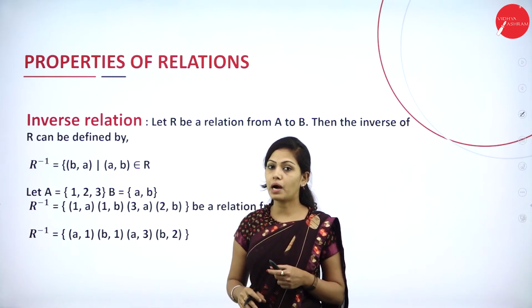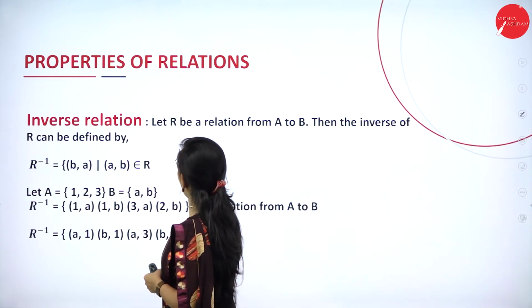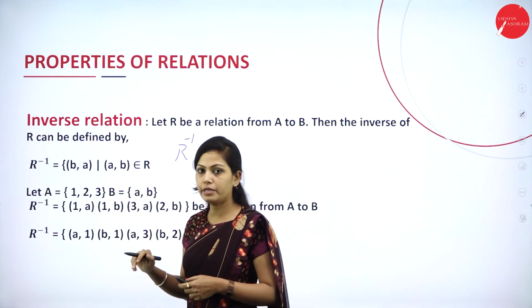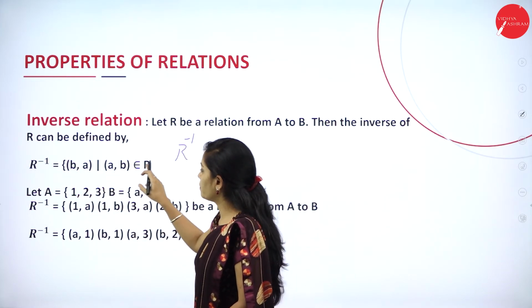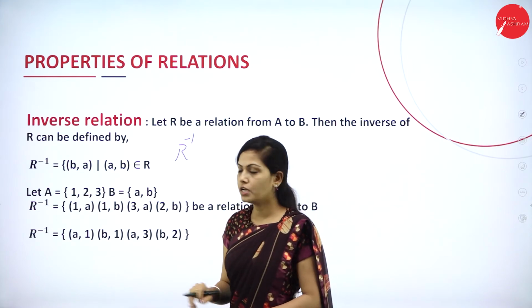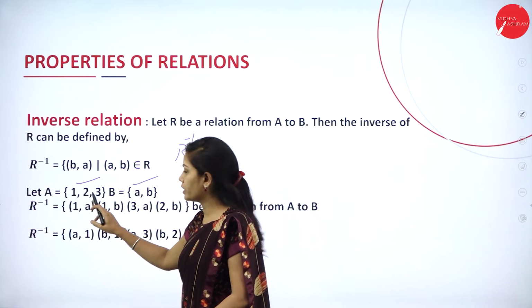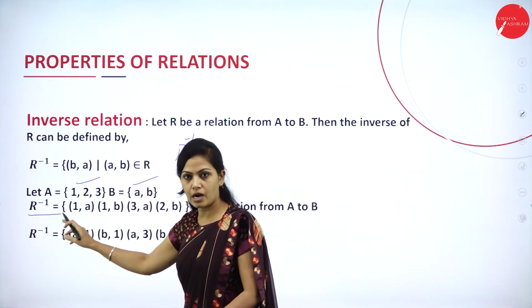And the next relation is the inverse relation. Hope you know about the inverse function. We can represent it by R inverse. The inverse of R can be defined as R inverse equals {(b,a) such that (a,b) belongs to R}. So here I have sets A and B: A is equal to {1, 2, 3}, B is equal to {a, b}. And also I have R inverse.